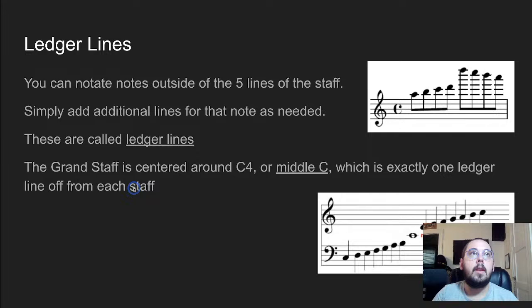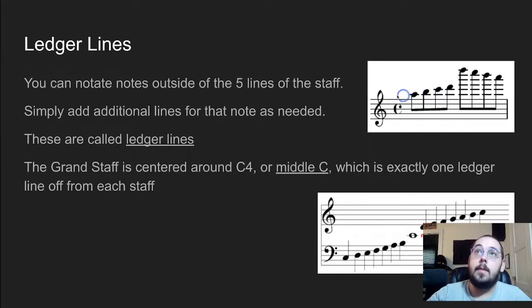Okay, ledger lines. These are important because there's only 5 lines and 4 spaces. 4 spaces? 1, 2, 3. 1, 2, 3. Yeah, it's an optical illusion. But there's only 5 lines and 4 spaces on any staff. Sometimes you want more than that in terms of notes. So we have ledger lines. These are lines that you draw in past the boundaries of the staff. You can go above or below, it just depends on what you need. And again, you're essentially just adding more lines for that note.